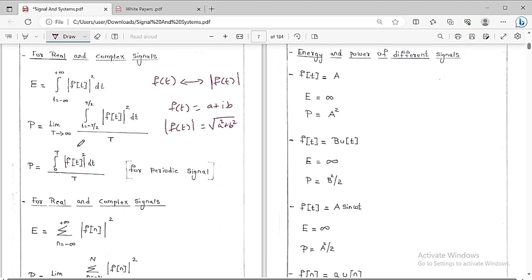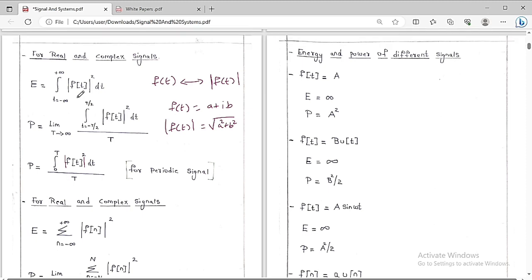Definitely you have to remember. So finally I am going to give the expression of the energy and the power for continuous time domain signals, whether real value signals or complex value signals, which is E is equal to integration from t is equal to minus infinity to plus infinity of mod of f of t whole square dt, and power is equal to limit T tends to infinity integration from t is equal to minus T by 2 to plus T by 2 mod of f of t whole square dt by capital T.